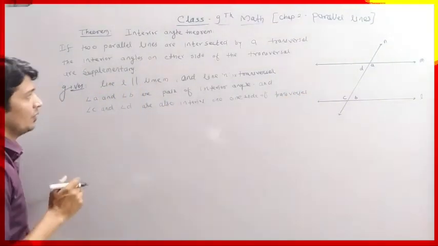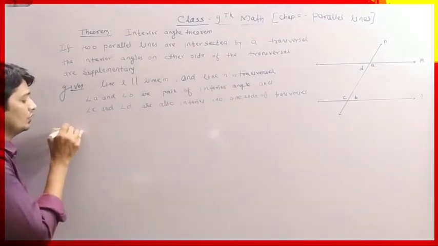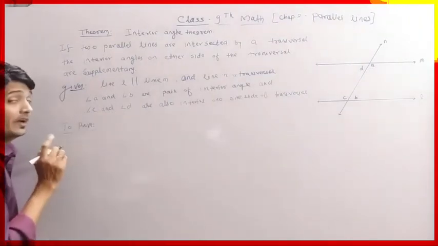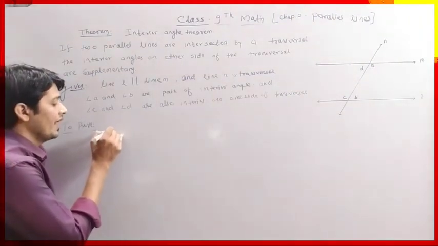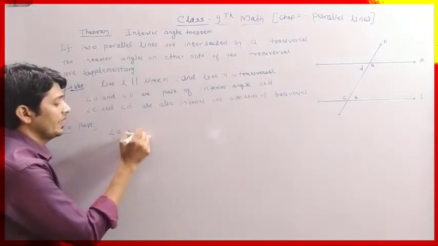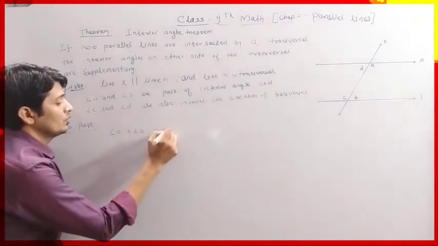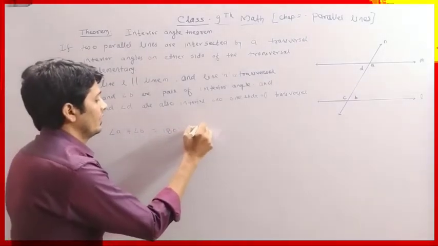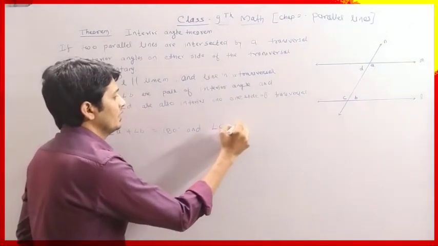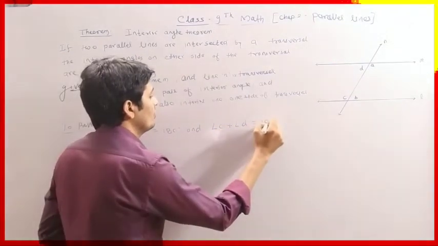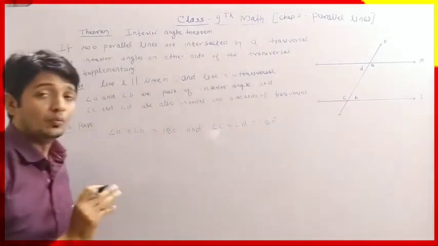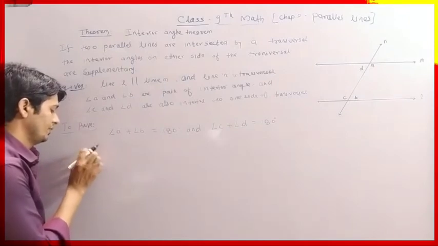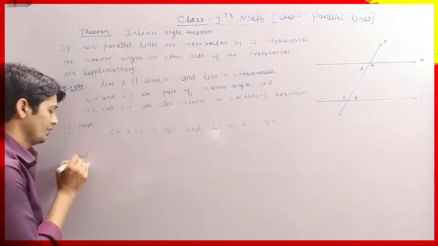Okay, so now we have to write 'To prove'. What we have to prove? We have to prove angle A plus angle B equals 180 degrees, as well as angle C plus angle D is also 180 degrees, that we have to prove. Okay, now we will solve. Solution.